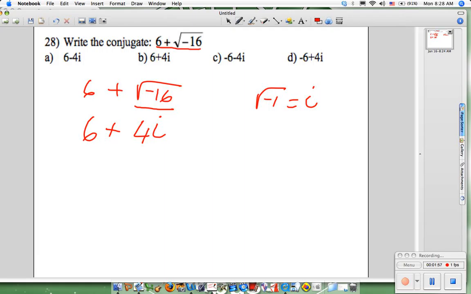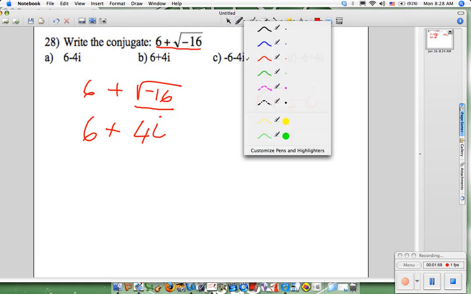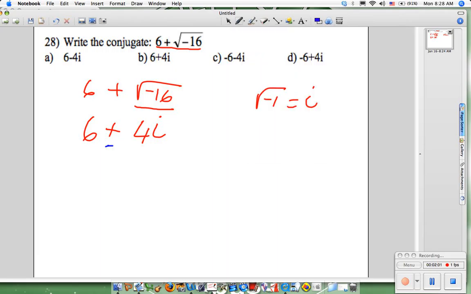But we wanted to write the conjugate, so what's the answer then? How do we write the conjugate of this number? We'll keep the 6, but we'll make it minus 4i. Is there an answer on top? Yep, I think it's A. Good job.